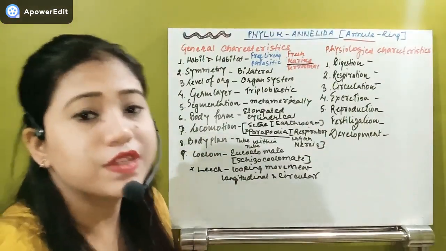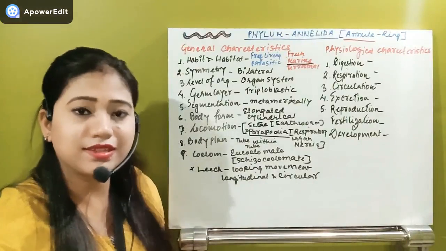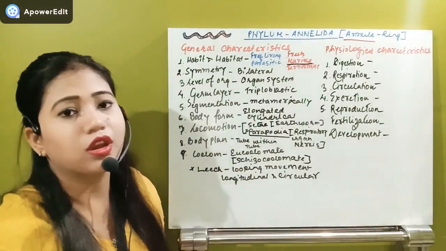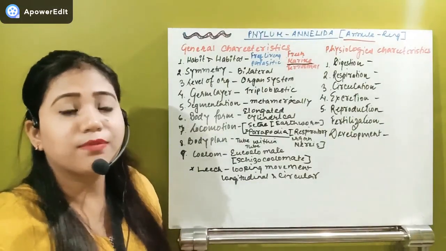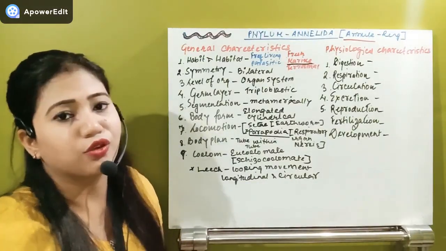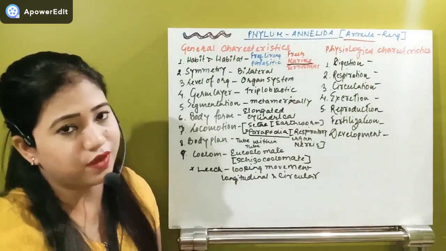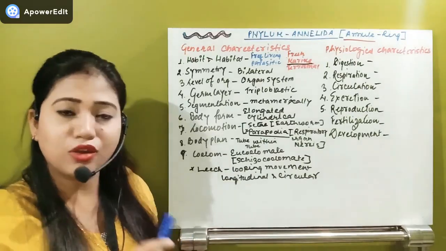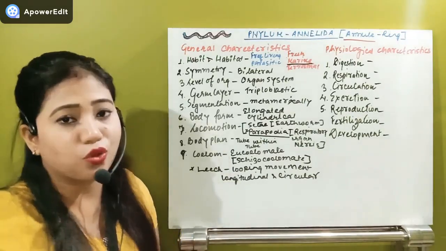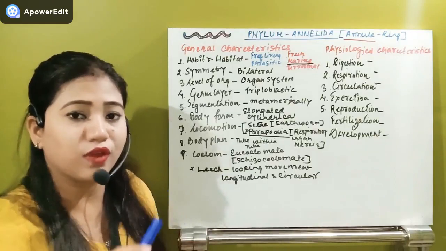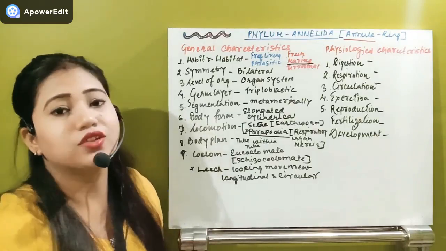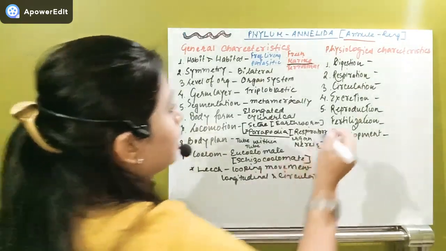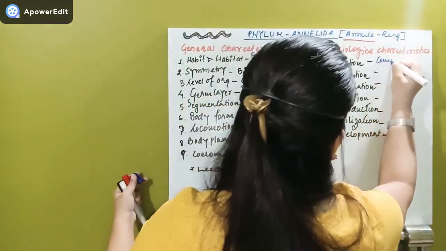What about the physiological characteristics? If it comes to the physiological characteristics, first of all, their digestion. What type of digestion are they going to have? They are going to have a complete digestive tract. So they are going to have a separate mouth and anus at opposite ends, and to join the mouth and the anus, they are going to have the GI tract or the alimentary canal. So if it comes to digestion, they are going to have complete digestion.